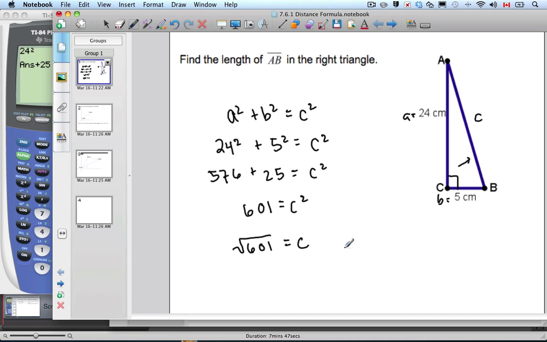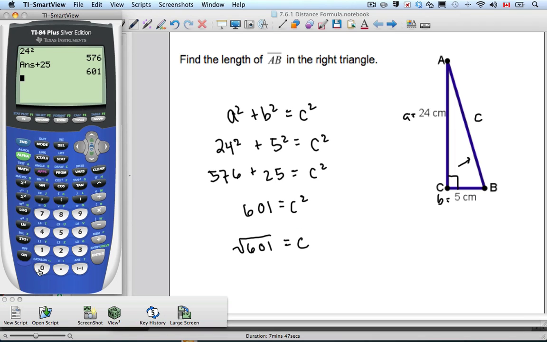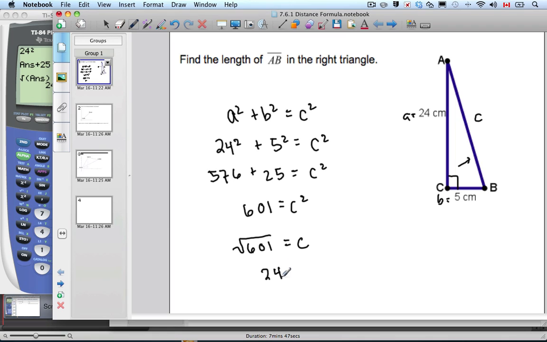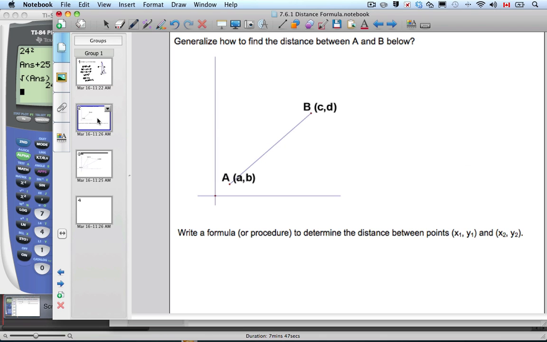Sounds good to me. And if we wanted an approximate value, like if this was a road length and we want to know the approximate length of the road, then we would just take the square root. The answer is 24.5, to three significant figures. So 24.5 cm.